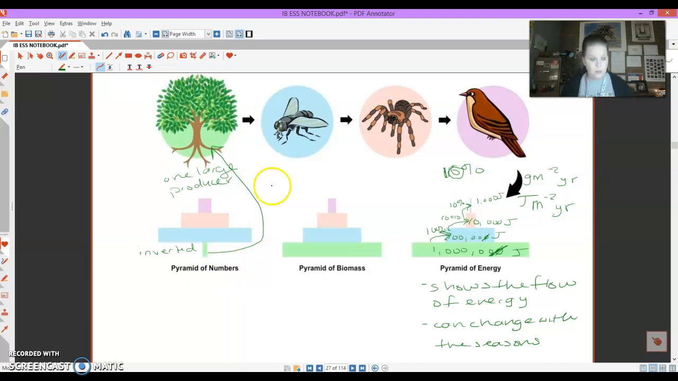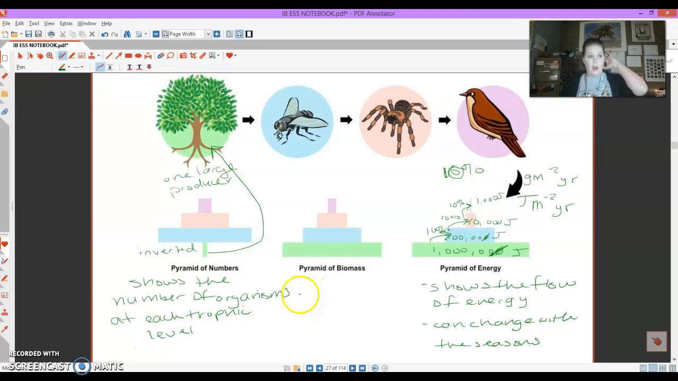Okay? So the pyramid of numbers shows the number of organisms at each trophic level. Okay, simple. All right, the next one is the pyramid of biomass.